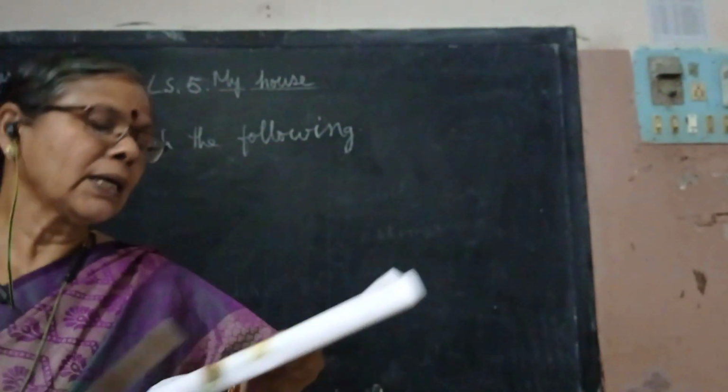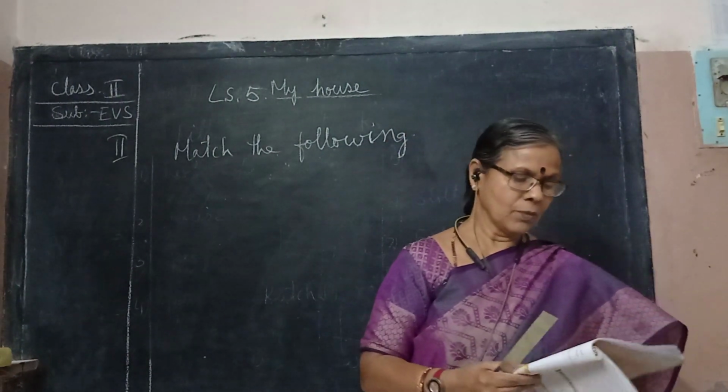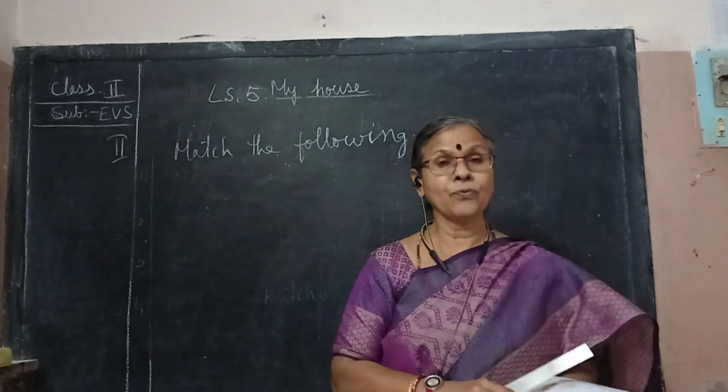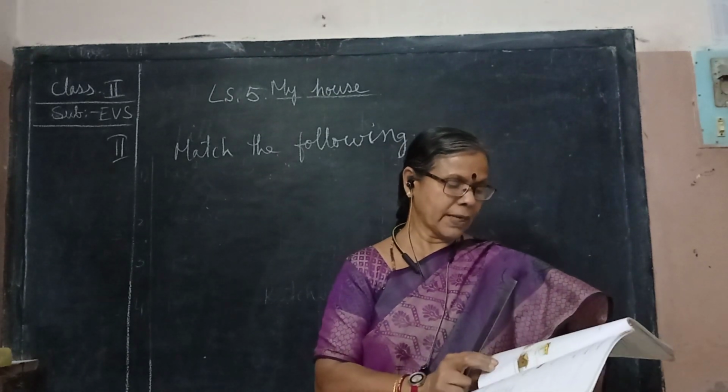Now one more third exercise, children. You can do it by yourself because name the types of dwellings. This you can do it by yourself.